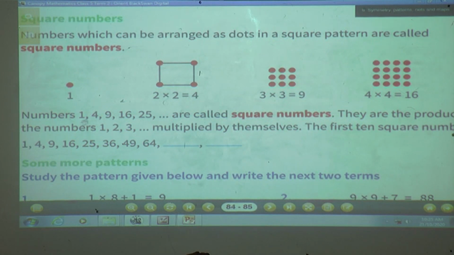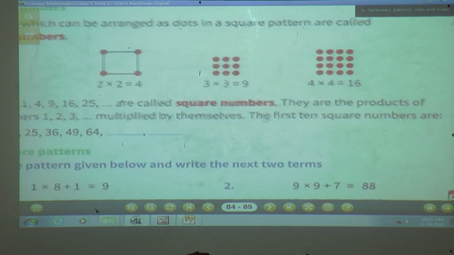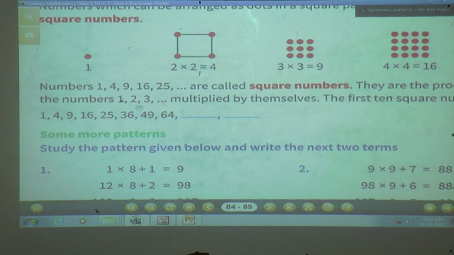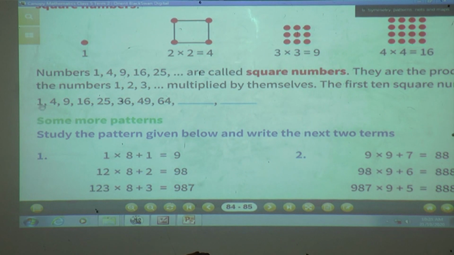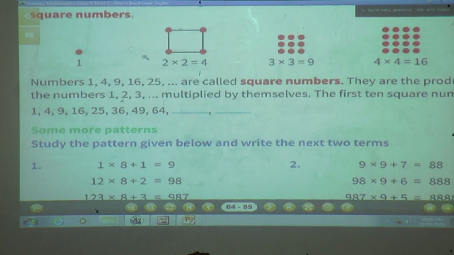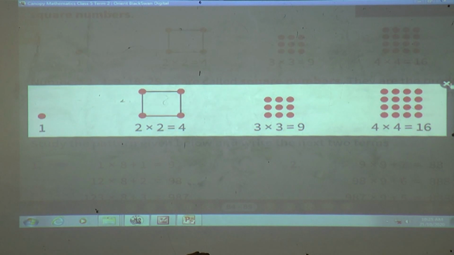Numbers 1, 4, 9, 16, 25 are called square numbers. They are the products of the numbers, that means 1, 2, 3 multiplied by themselves. The first 10 square numbers: 1, 4, 9, 16, 25, 36, 49, 64. I told you about the square numbers, that means here also they are the square numbers.